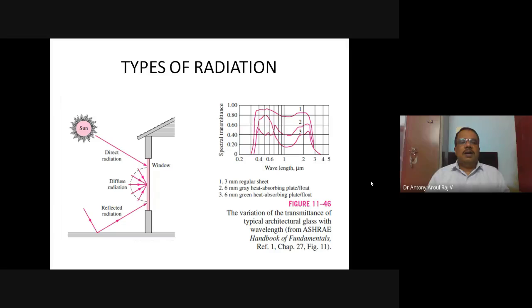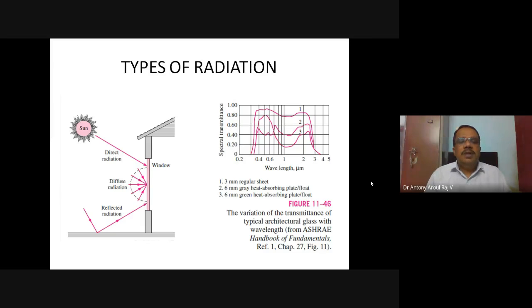Heat transfer through glass is associated with radiative heat transfer, conductive heat transfer, and convective heat transfer. So all three types of heat transfer will be involved in heat transfer through glass. For that, first we will learn about the radiation. Already we know that the radiation from the sun is basically in two components: one is the direct component and the other is the diffuse component.